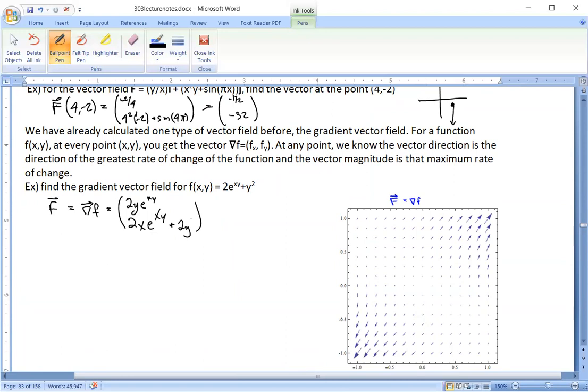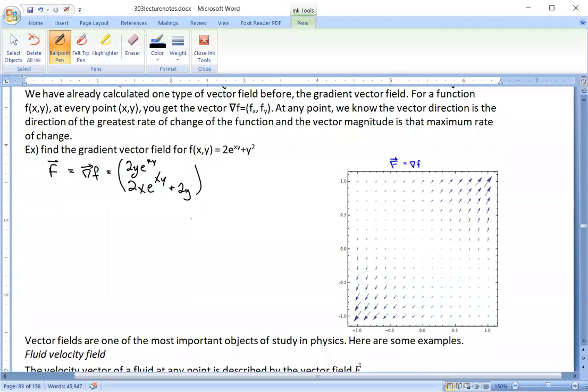So this is a very, very special vector field. For a vector field in general, we can just make any function we want. This is a special vector field called the gradient vector field, which is calculated in a very specific way. So vector fields are super, super important.